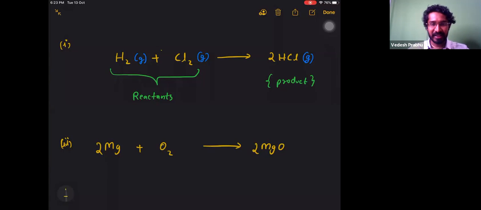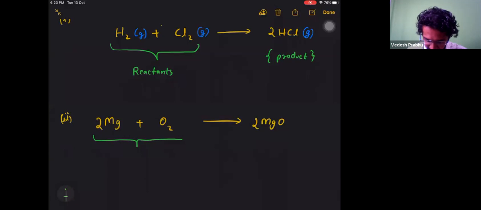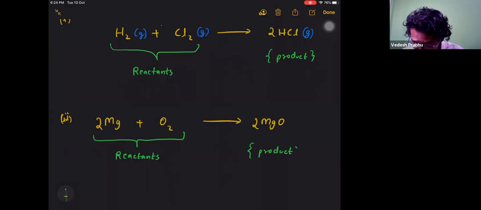So in this case, what is my reactant and what is my product? Very nice, as most of you told correctly. These are my reactants: magnesium and oxygen. And what is my product? My product is magnesium oxide.